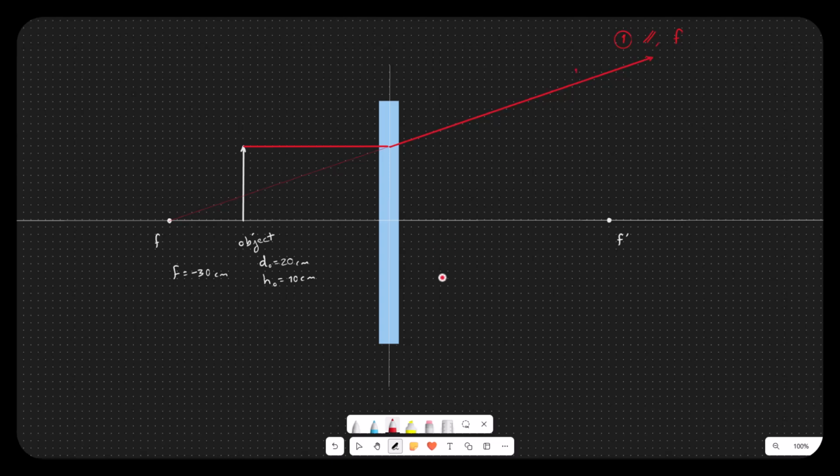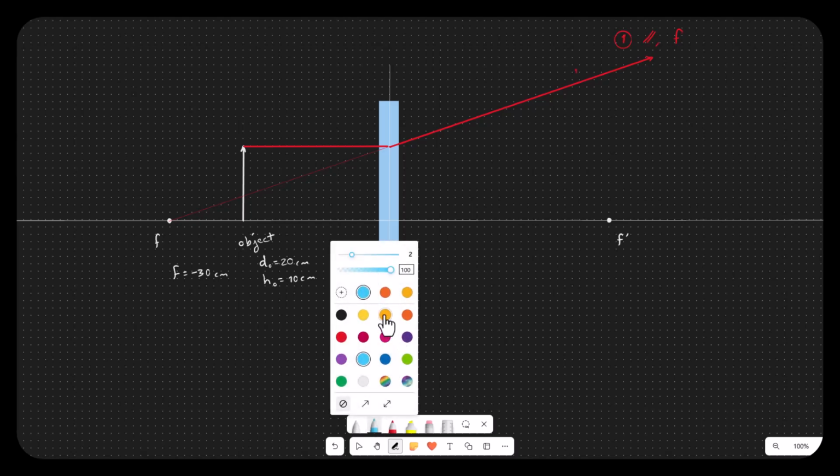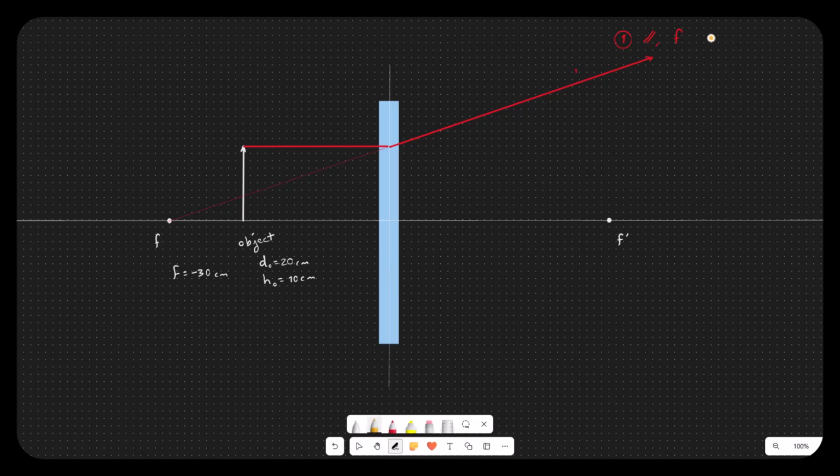There is ray 1. Ray 2 is going to go through F prime, then parallel. So it's going to go through F prime, which is really only to here, and then parallel. So that's going to go this way. Those are my first two rays.